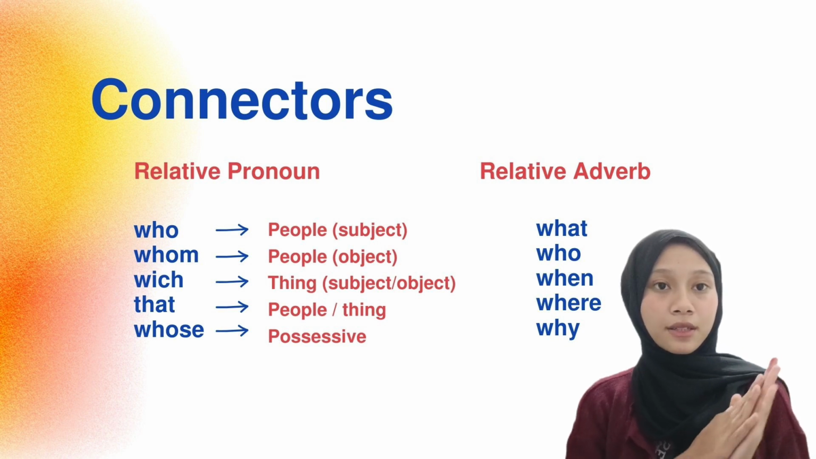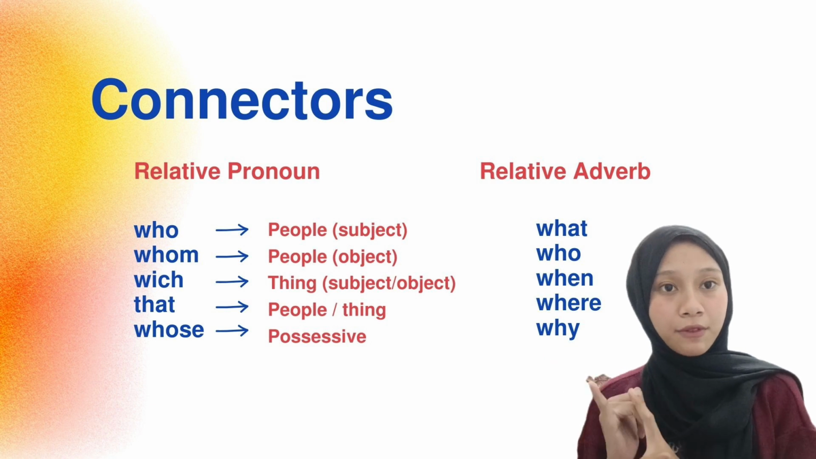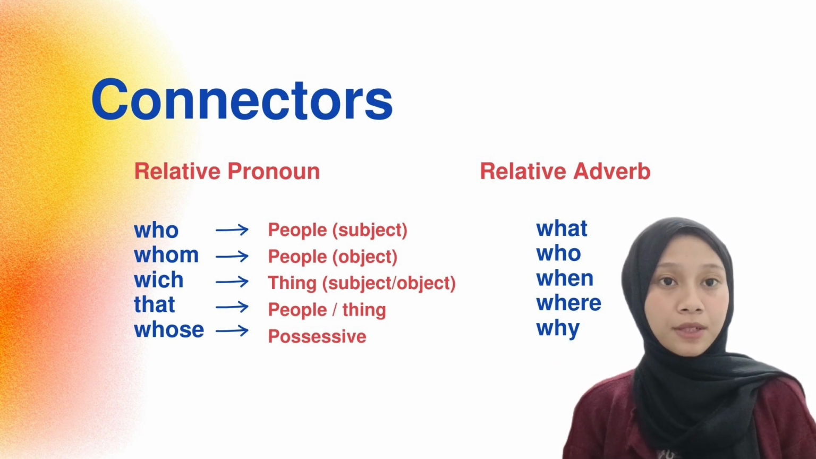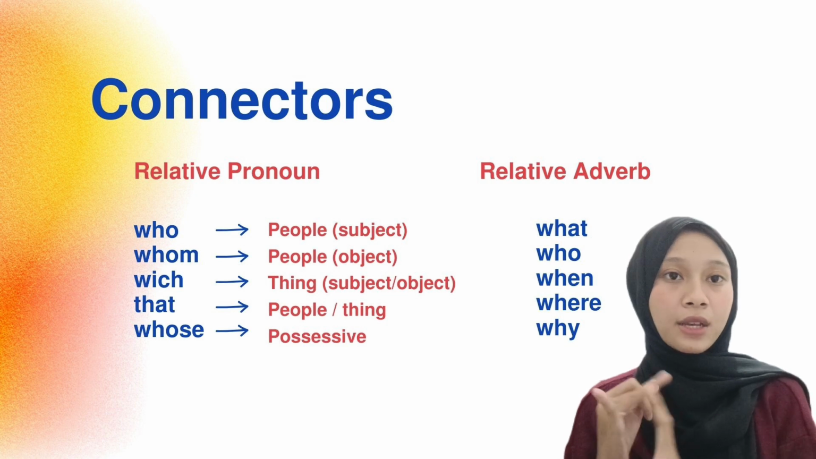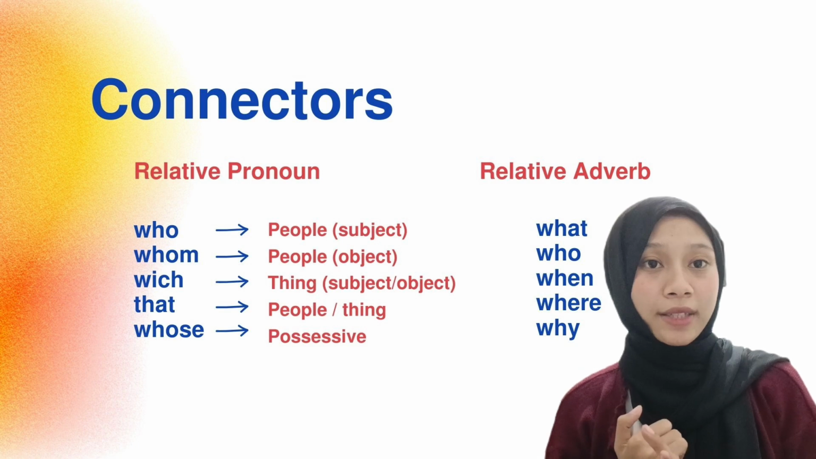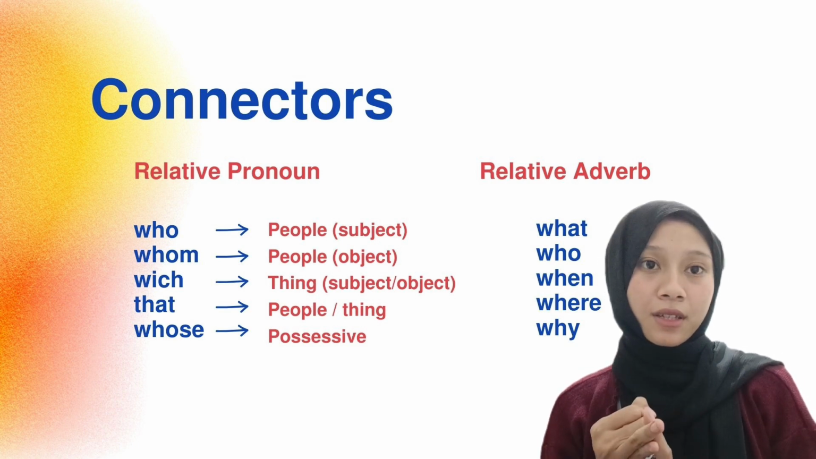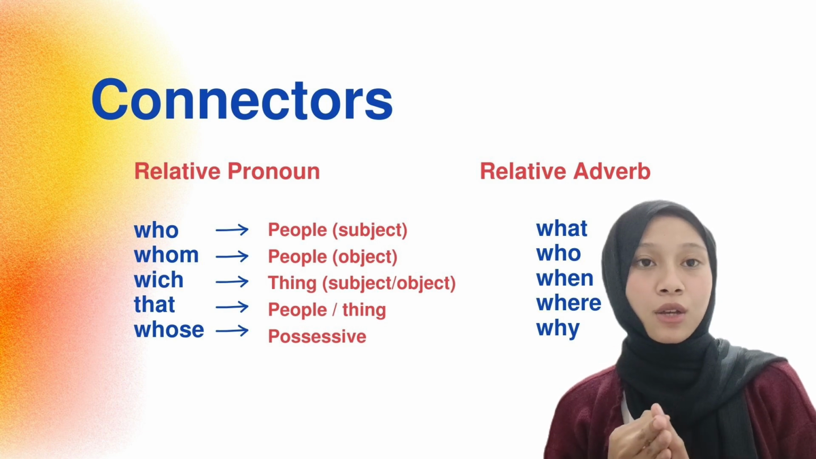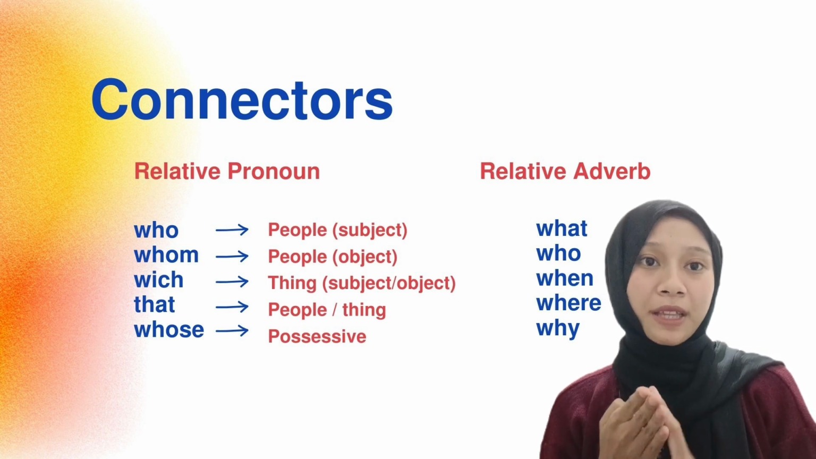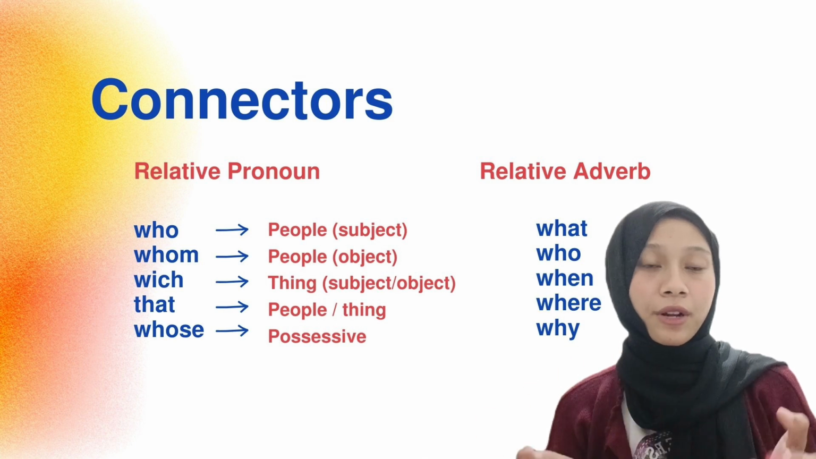And the second type of connectors that we can choose to make adjective clause is relative adverb. Relative adverbs consist of what, who, when, where, and why. We can use what to describe something. We can use who to describe a subject. We can use when to describe time. We can use where to describe a place. And we can use why to describe a reason.